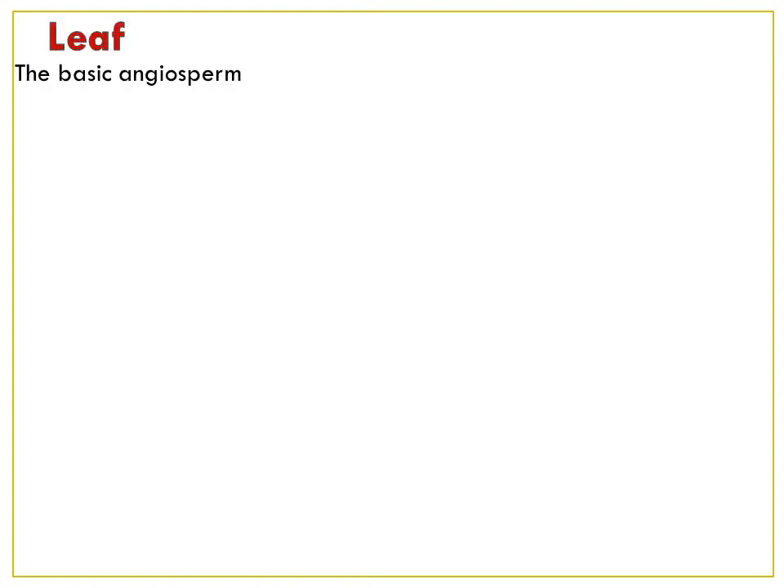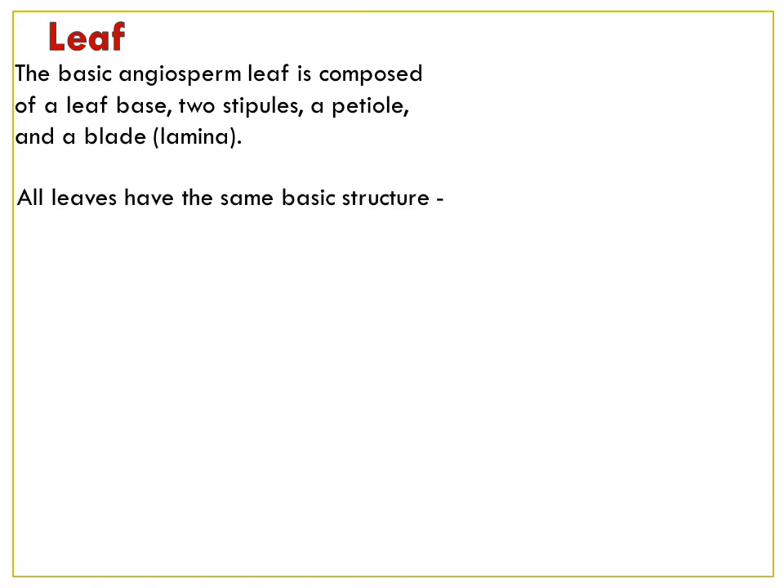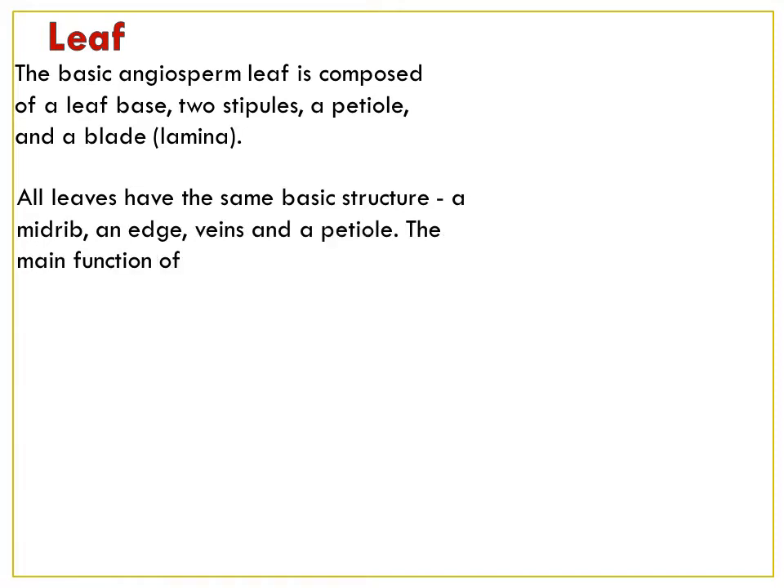Next important part of the plant is the leaf, the green leaves which we see. The basic angiosperm leaf is composed of leaf base, two stipules, a petiole, and a blade lamina. All leaves have the same structure: a midrib, edge, veins, and petiole.